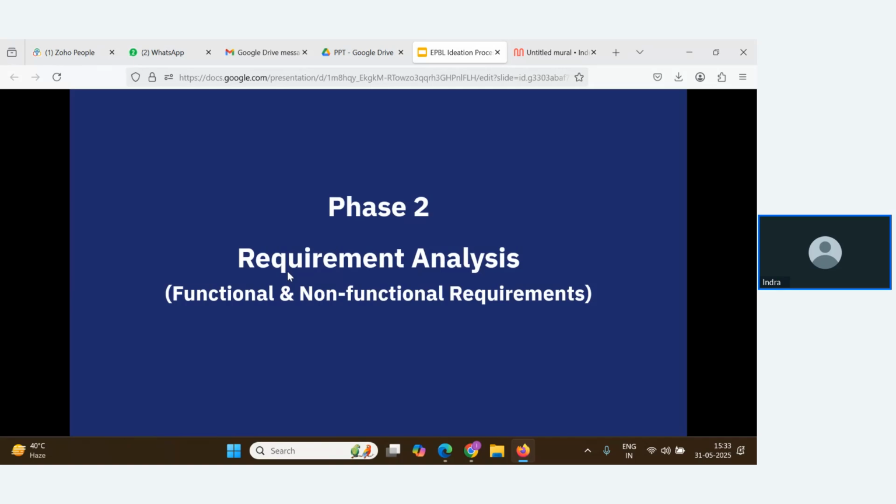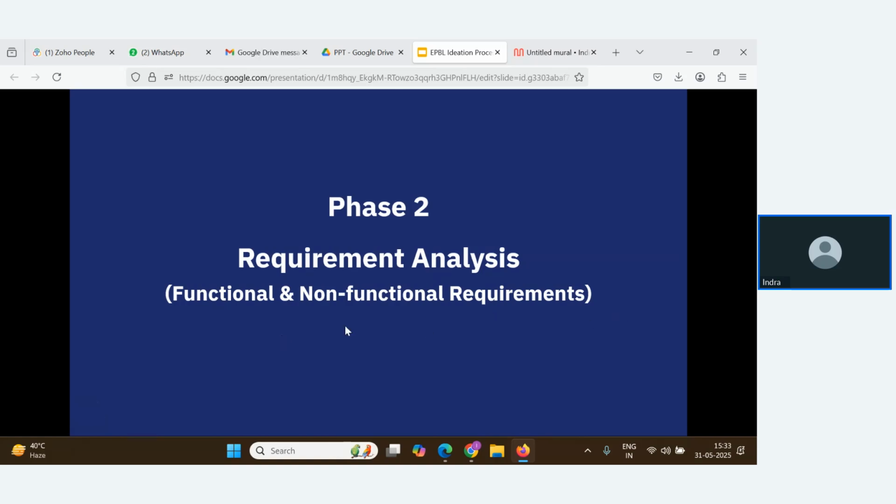The next is requirement analysis. So what is requirement analysis, guys? See, whenever in an organization we develop a project, suppose a client goes to a particular business organization for a particular solution, they develop a requirement analysis. Requirement analysis typically involves identifying two main categories: functional requirements and non-functional requirements.